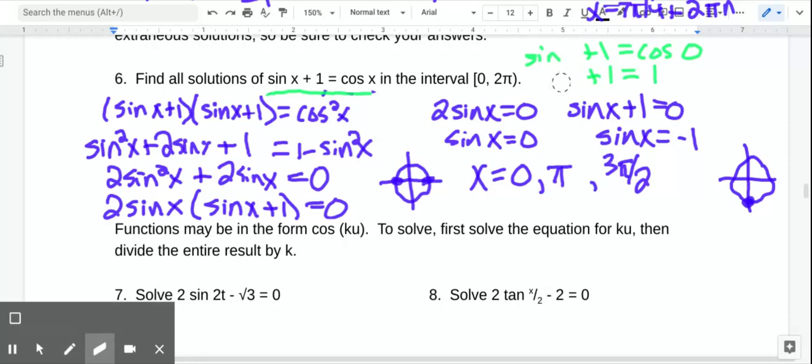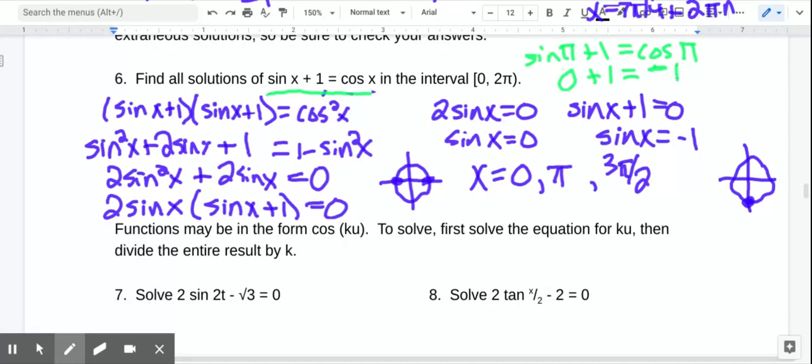All right, and then I'm going to plug in pi. So is the sine of pi plus 1 equal to the cosine of pi? So sine at pi is 0. Cosine of pi is -1. So that doesn't actually work. So we don't get that one.